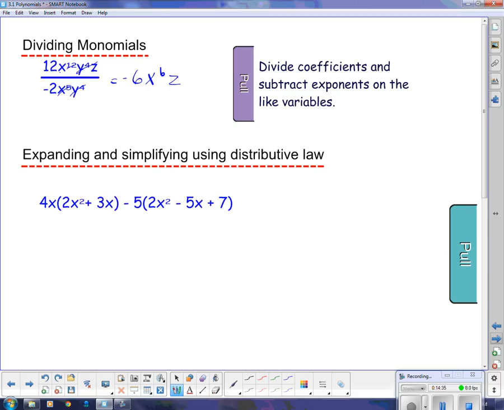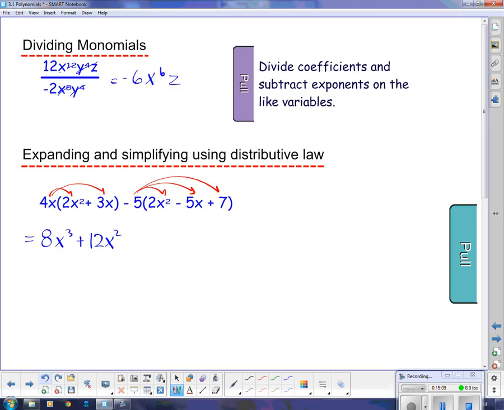And expanding and simplifying. So we have to use the distributive law for this one. And there's two places. Think of it as being one session of distributive law and another session of distributive law. So this 4x has to go through the brackets. And that 5 has to go through the brackets. And be careful with your signs. So when this 4x goes through, I get 4 times 2 is 8, and then x times x squared is x cubed. And then 4 times 3 is 12, and x times x is x squared.